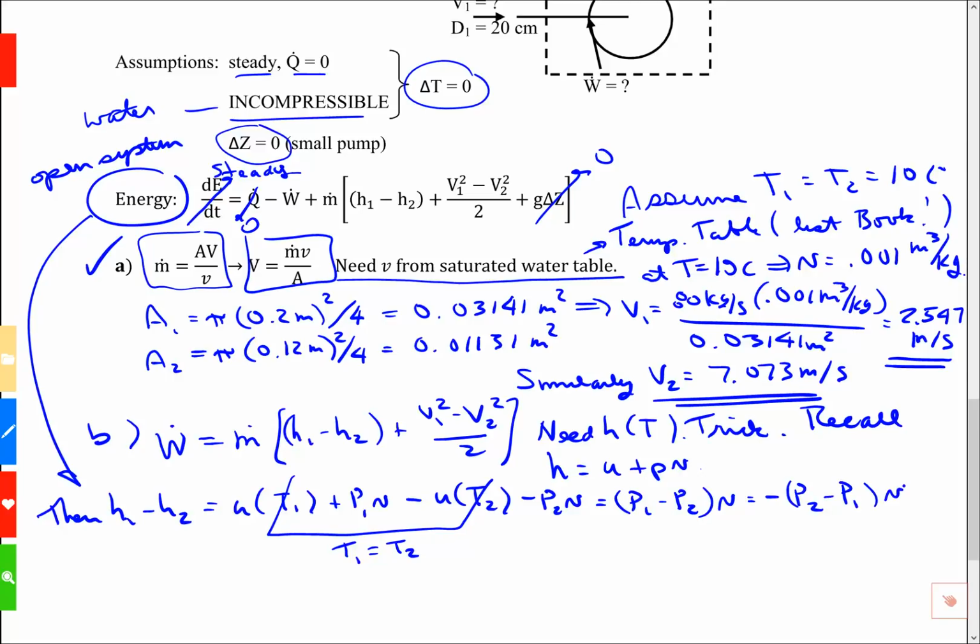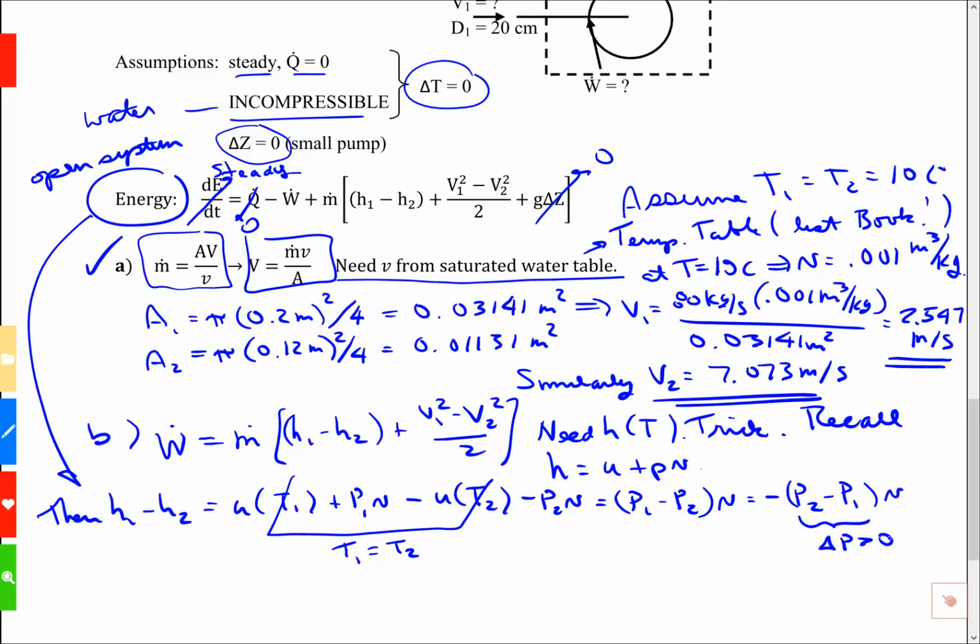The reason I wrote it this way is that the purpose of a pump is to pressurize a fluid, and the final pressure minus the initial pressure, that's going to be the positive delta P that we're talking about, the pressurization. So that's what I want to substitute into the energy relationship.